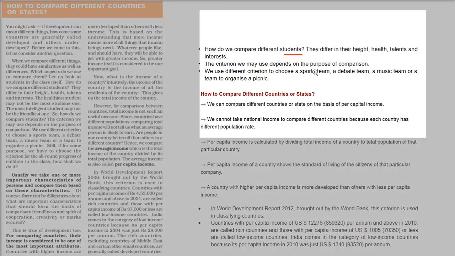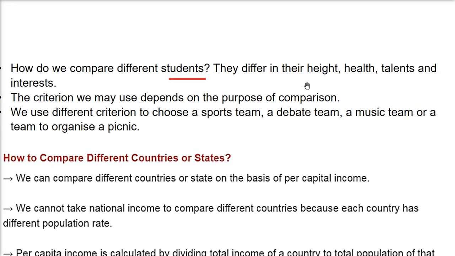In your class, there are students. These students differ in their height, health, talents, interest. That means a person who might be very intelligent might not be very friendly. A person who might not be so good in studies might be very good in, say, games. So every student in your class will be different. So how do we compare these students, which student is better, which student is not better? We only take the studies, that is not the only parameter. So what is the purpose of the comparison?